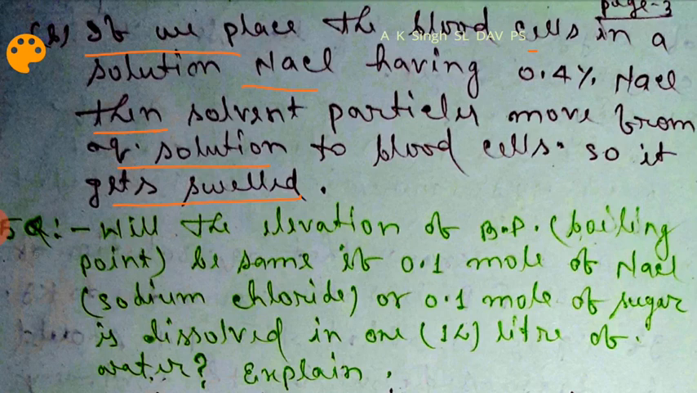Now the next question, the fifth question. Will the elevation of boiling point be the same if 0.1 mole of NaCl, sodium chloride, or 0.1 mole of sugar is dissolved in 1 liter of water? Question is clear? Means if 0.1 mole NaCl is added in 1 liter of water, and 0.1 mole of sugar is added in 1 liter of water, then what happens? You have to explain it.